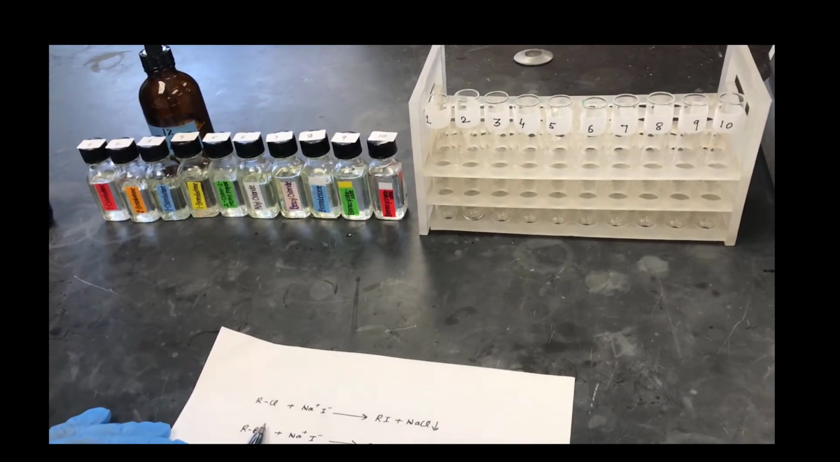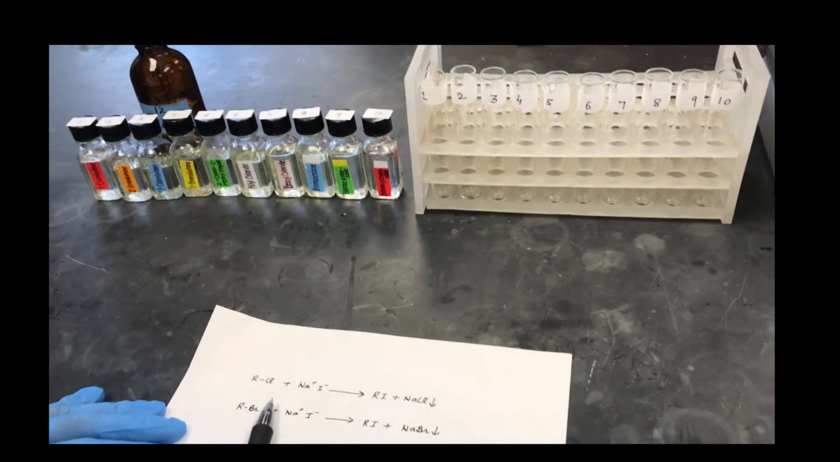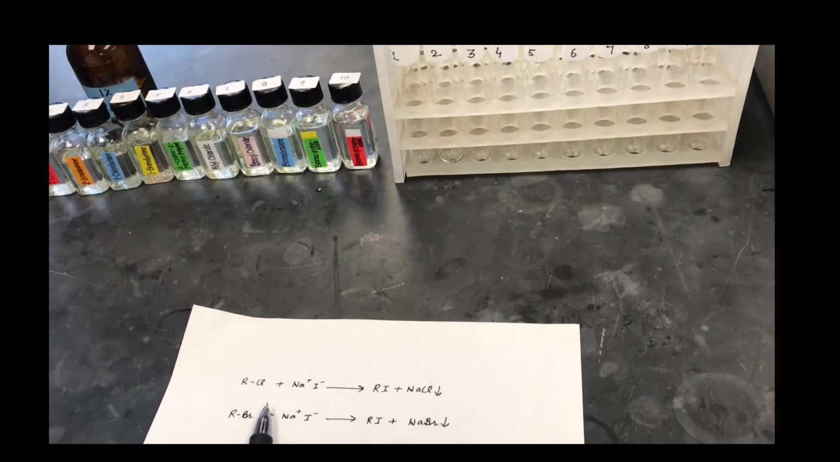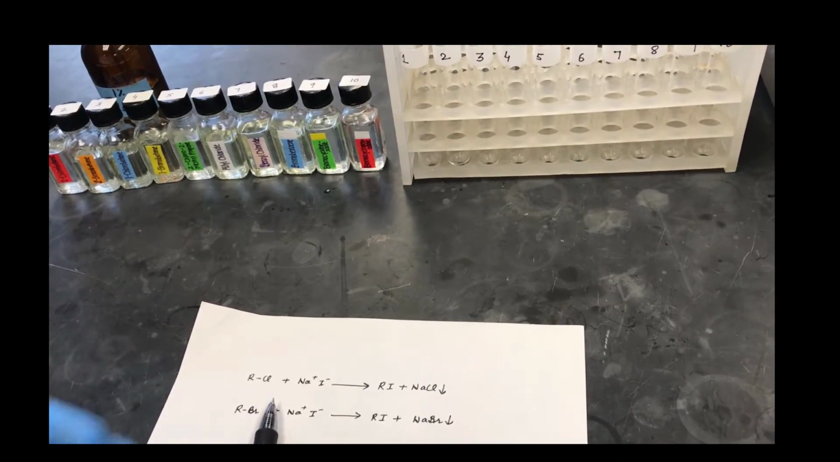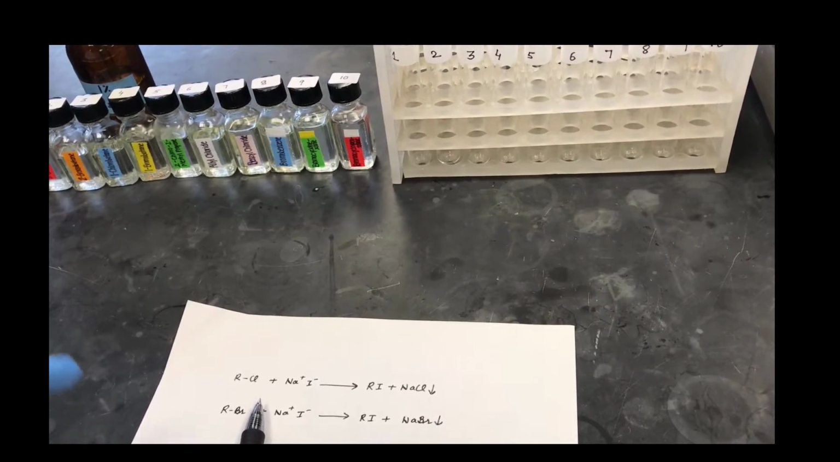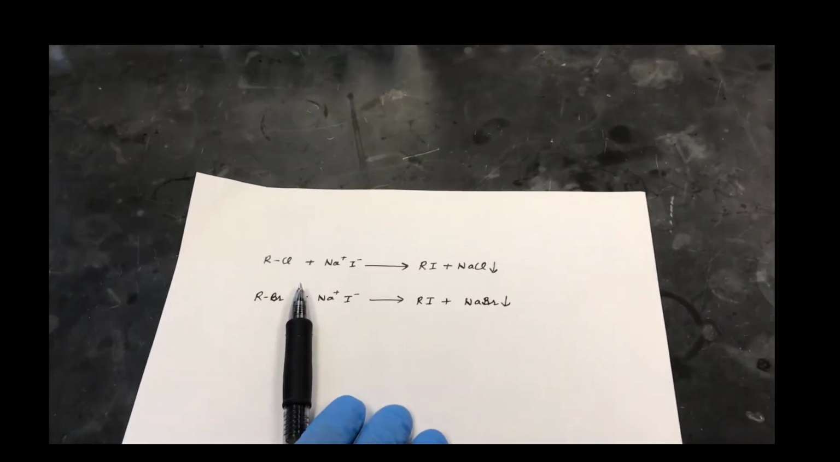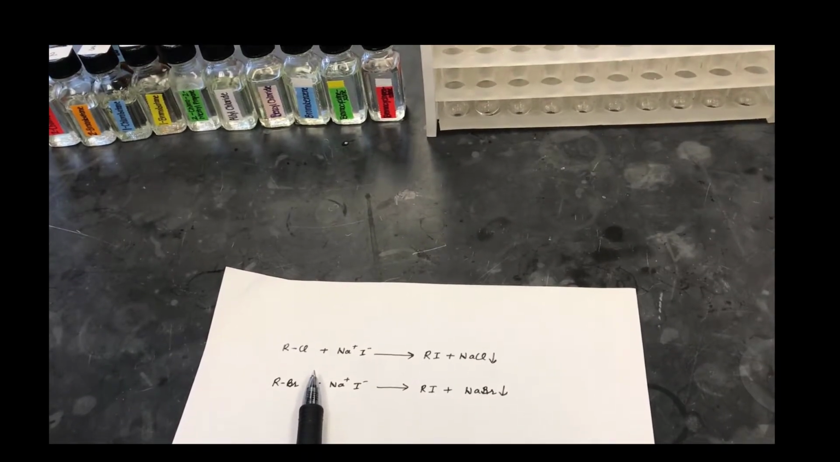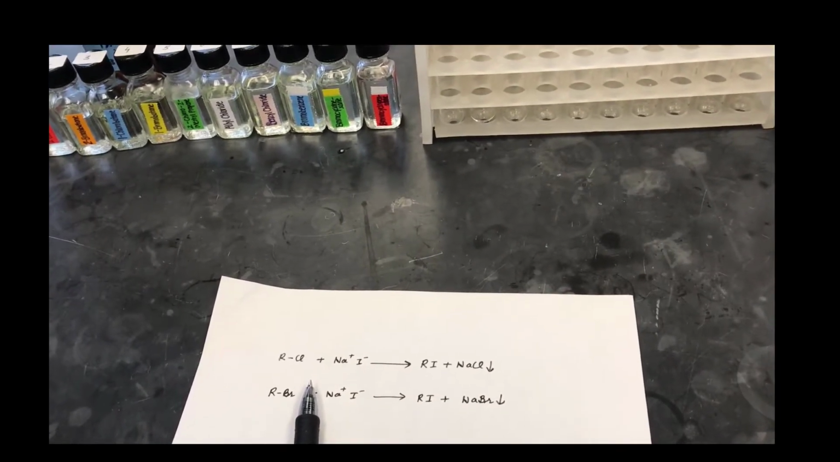Basically, the reagent composed of sodium iodide in acetone is useful in classifying these alkyl halides according to their reactivity in the SN2 reaction. Now we know that iodide ion is an excellent nucleophile and acetone is a polar aprotic solvent. So the tendency to form the precipitate increases the completeness of the reaction.